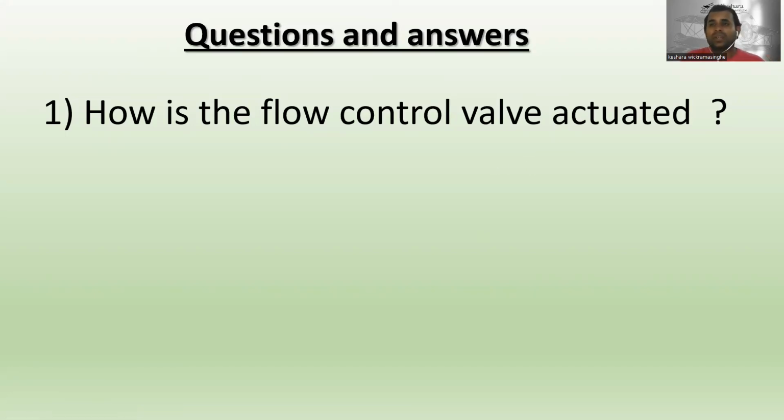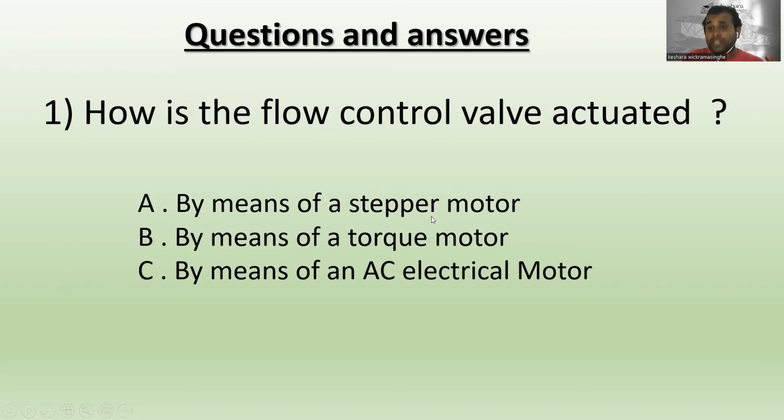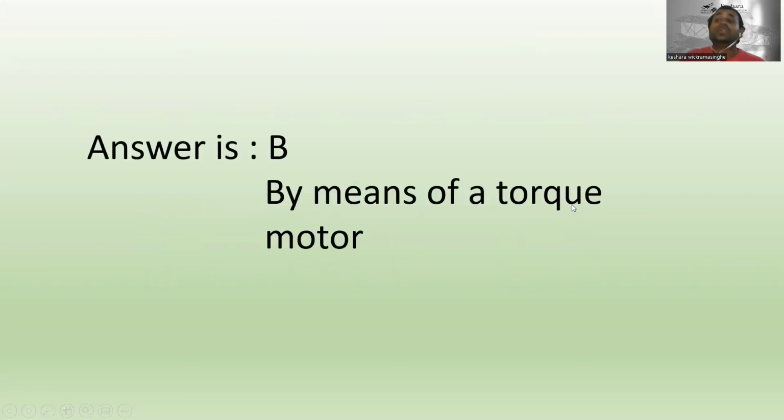So okay, now we will discuss two questions. I will ask the first question: how is the flow control valve actuated? So here are the answers: A, by means of stepper motor, B, by means of torque motor, and C, by means of AC electrical motor. Okay, can you guess what is the answer for this one? Okay, so the answer is B, by means of torque motor. I taught you in the previous slides, right?